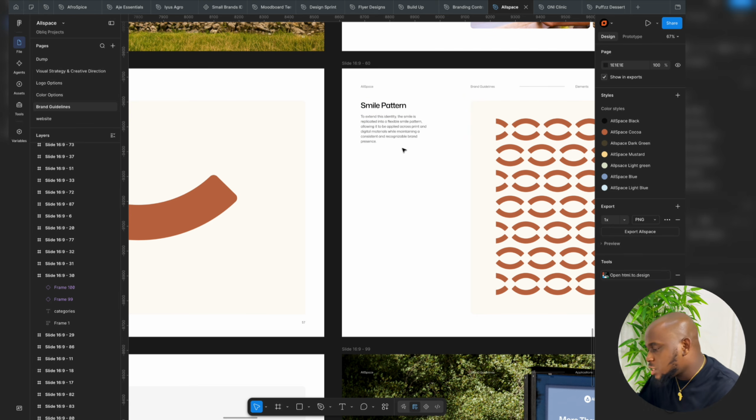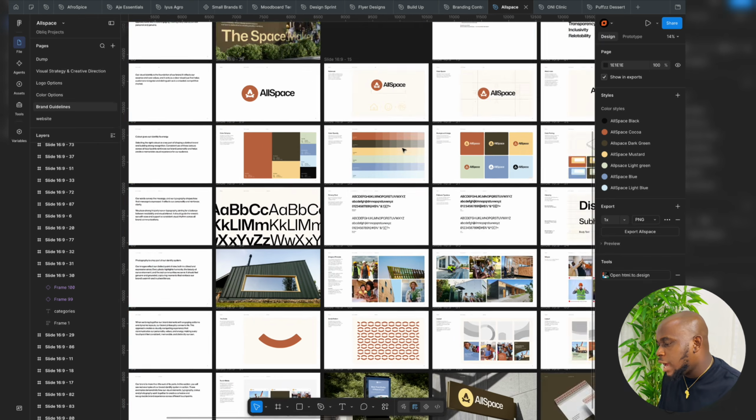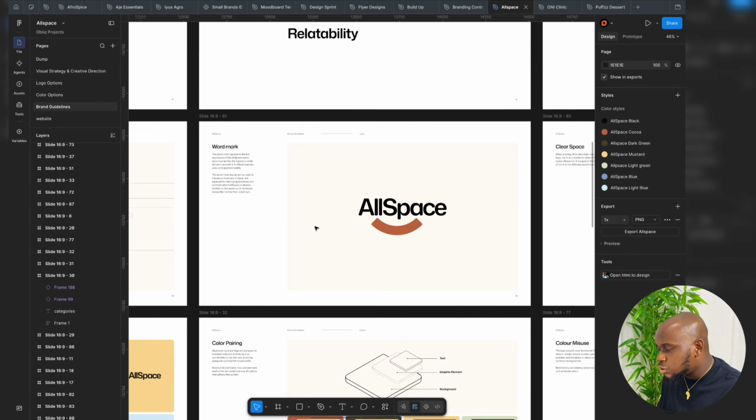Then, this is one of my most favorite parts. We then thought of removing. Oh yeah, I forgot to mention this. We also created this word mark.